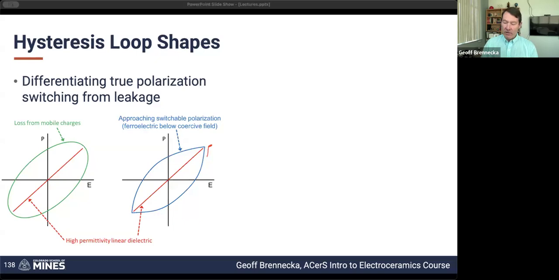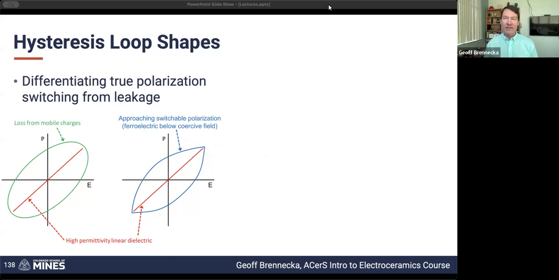You don't necessarily see a fully saturated hysteresis loop all of the time, because maybe you're somewhere inside of that loop and you haven't gotten to full saturation. You should still see a maximum in polarization where you see the maximum in field. If you deviate from that, then there's a pretty good suggestion that you're just seeing mobile charges.